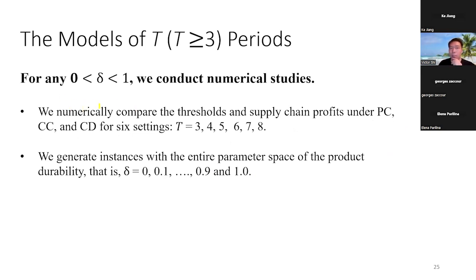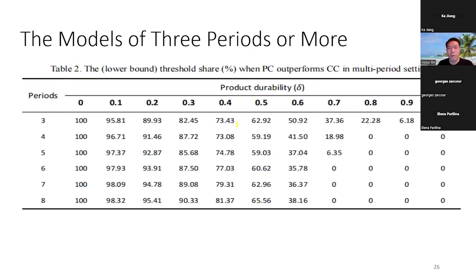And then if delta is anywhere between 0 and 1, as we said, the results and the derivation will be quite complicated. So we have conducted numerical studies by considering different decision horizon lengths, from 3 periods, 4 periods, to 8 periods, and we also generate instances for all possible values of delta, the durability: 0, 0.1, 0.9, 1.0, and so on. We have a few results here, but I'm going to skip those for now at least.